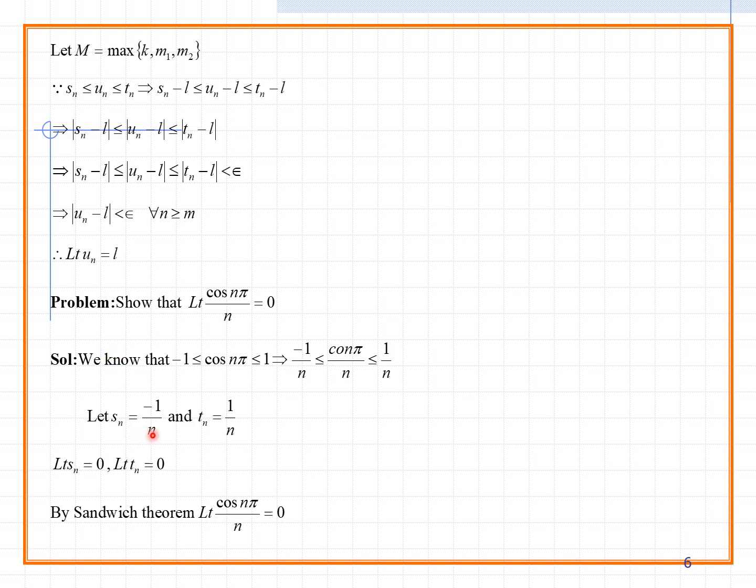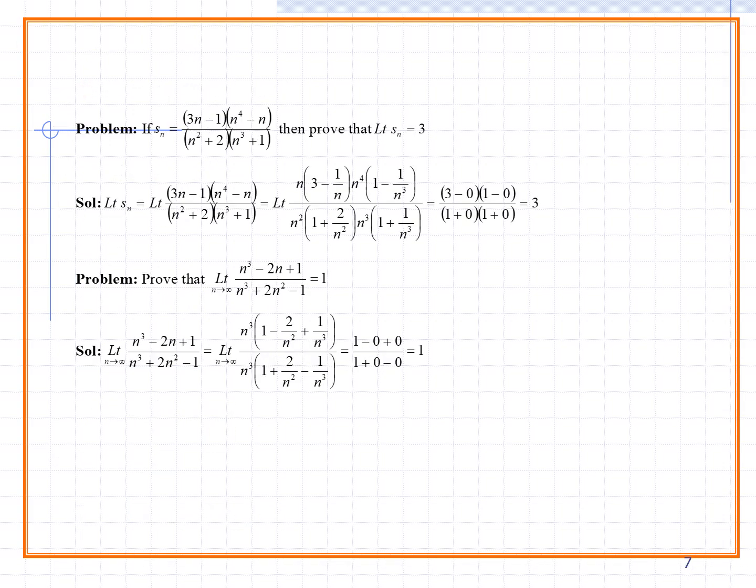Minus 1 by n tends to 0 as n tends to infinity. At the same time Tn is also 0. So Sn is 0, Tn is 0, and automatically Un is also 0. So the three sequences tend to zero, and it is proved by the sandwich theorem.